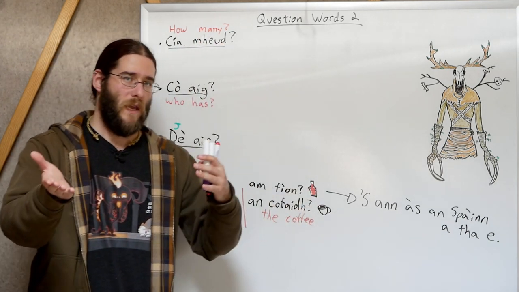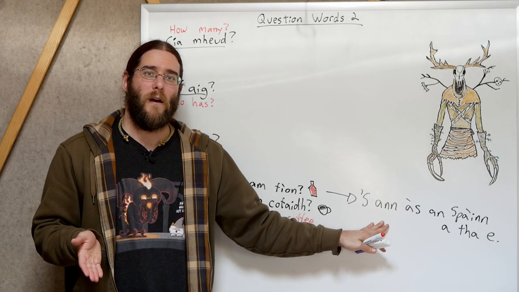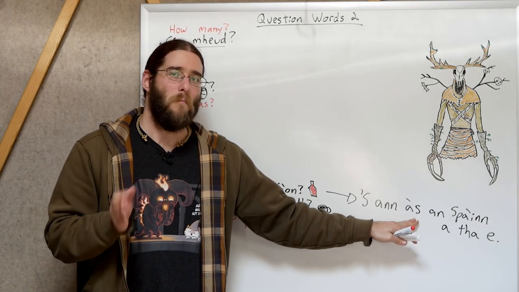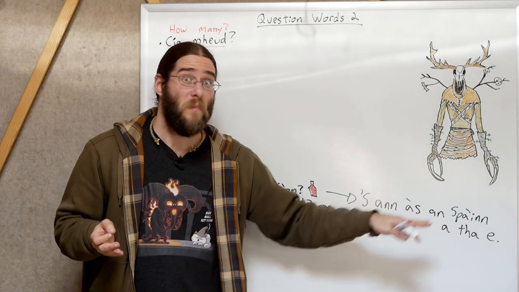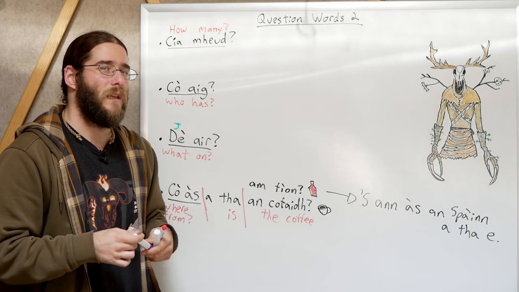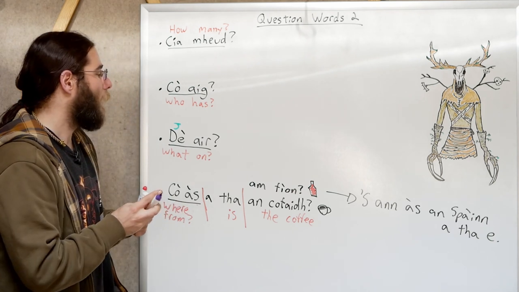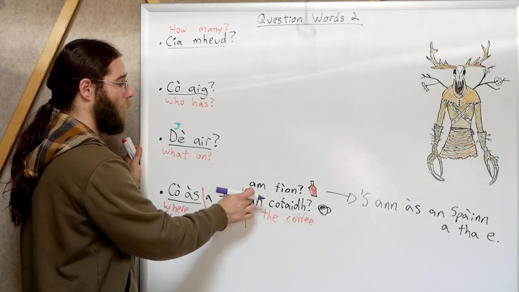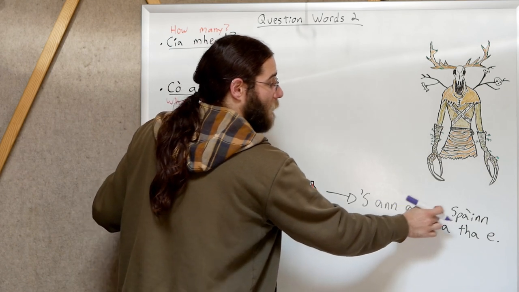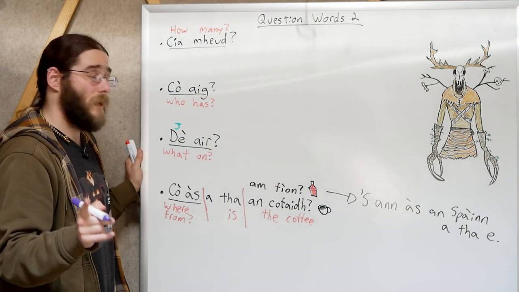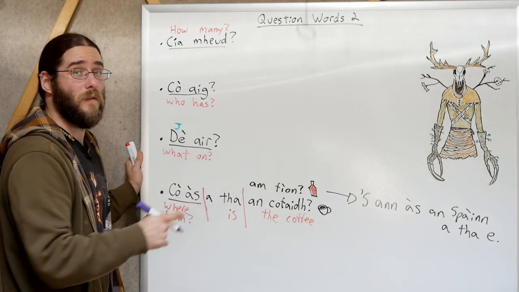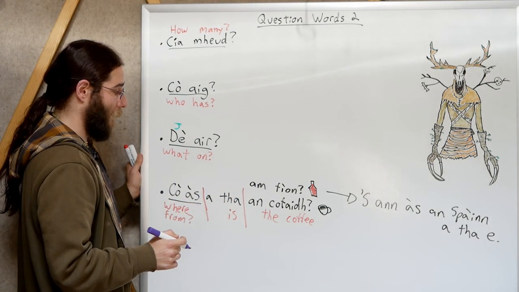So again, you can use a full sentence to respond, or you could just say the main part of your answer, which is from Spain in this case. Something to keep in mind. Okay. Coas aha amphian. Saun as en span ahai. There's something really important about both of these that we need to look at.